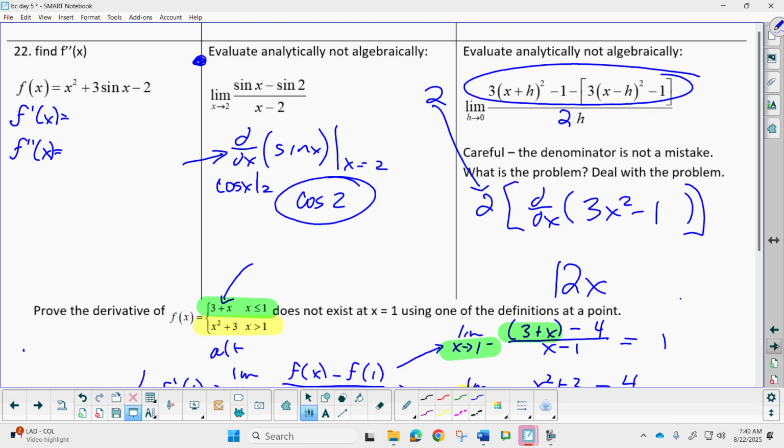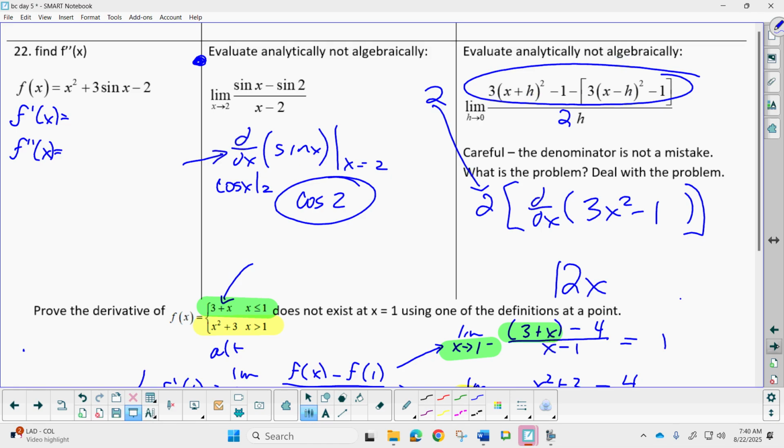Same deal, 22 should be easy. Analytically, not algebraically. You can't really do any algebra on that. The idea is you see that as the definition of the derivative of sine. You take the derivative, cosine of x, and realize it's at 2, so cosine of 2.